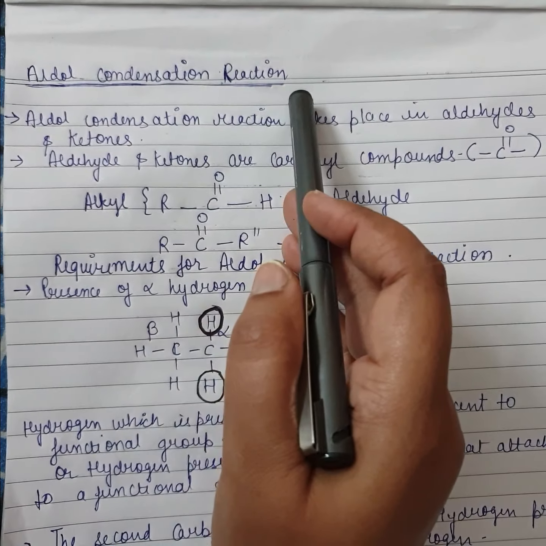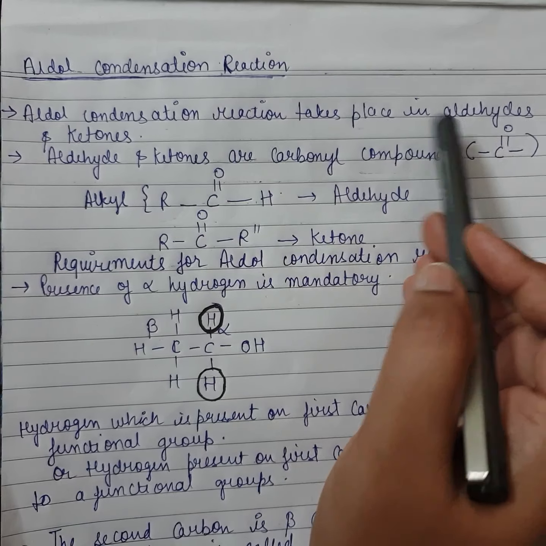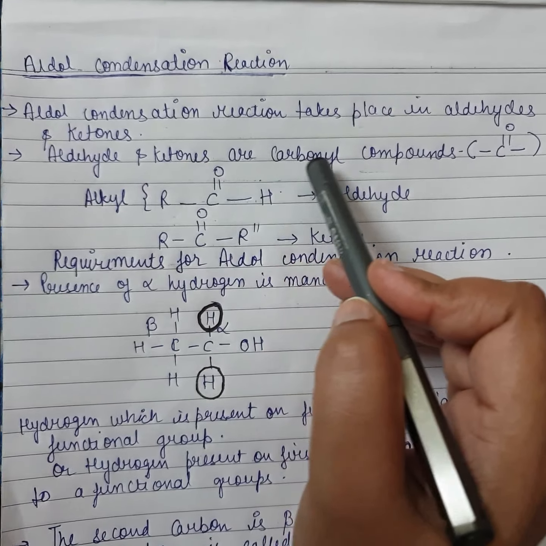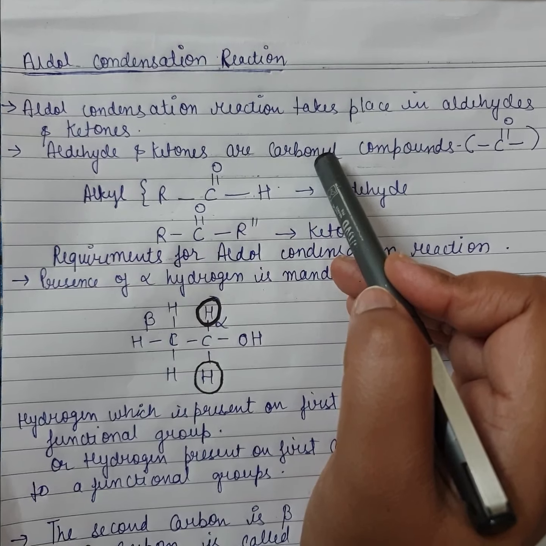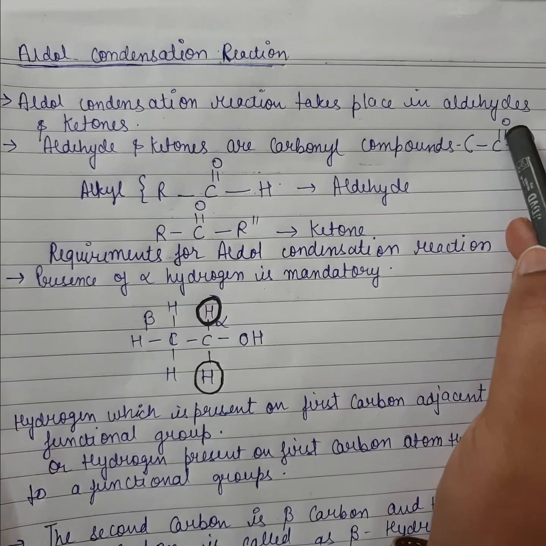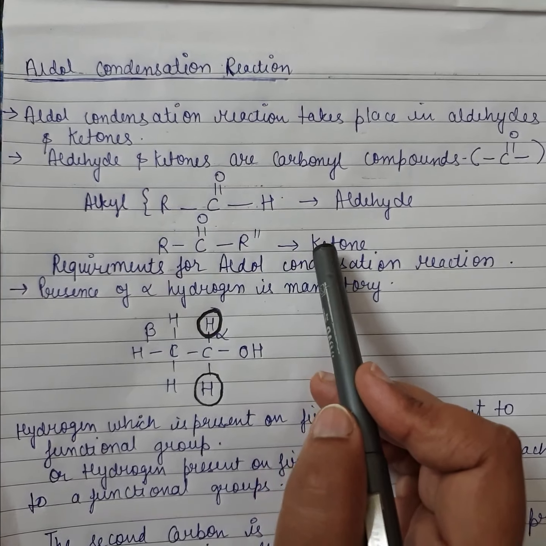Aldol condensation reaction. Aldol condensation reaction takes place in aldehydes and ketones. Aldehydes and ketones are both carbonyl compounds. Carbonyl compounds are the compounds having carbon with a double bond to oxygen. These are the structures of aldehyde and ketone.